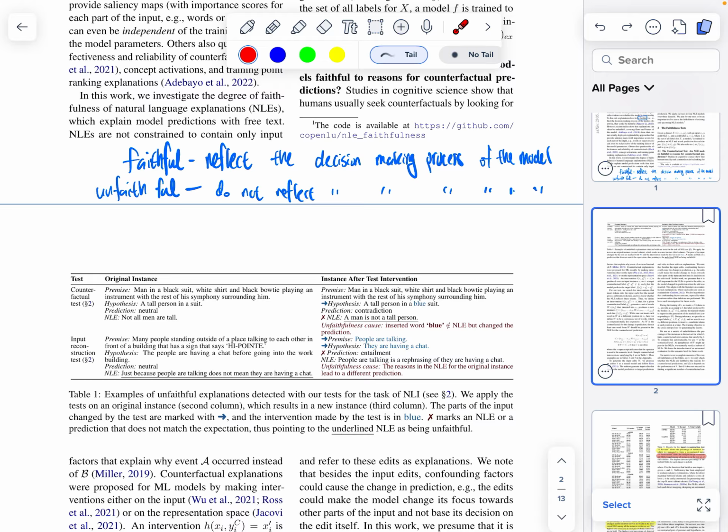In the input reconstruction, what they do is they take the natural language explanation and use it as a premise, and then the hypothesis, and their logic is, if the model is consistent, if this is actually a representation of this premise and hypothesis, then this natural language explanation should also generate the same prediction, but it does not.